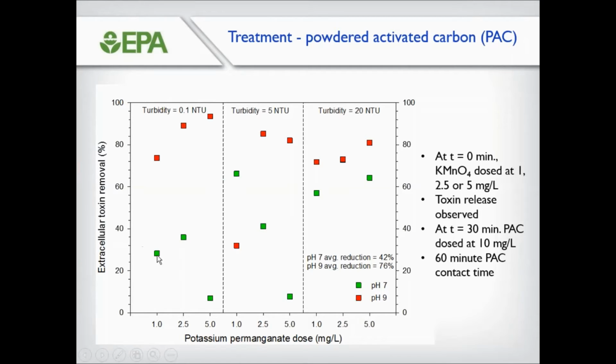And what we can see is, for example, let's look at 1 milligram per liter potassium permanganate dose at 0.1 NTU. We can see that at pH 7, PAC addition resulted in about a 30% removal of toxins in solution, while at pH 9, PAC addition resulted in about a 75% removal of toxins in solution. And the take-home here is that at pH 7, we observed an average toxin reduction of 42% upon PAC addition, and at pH 9, we observed an average toxin reduction of about 76%.